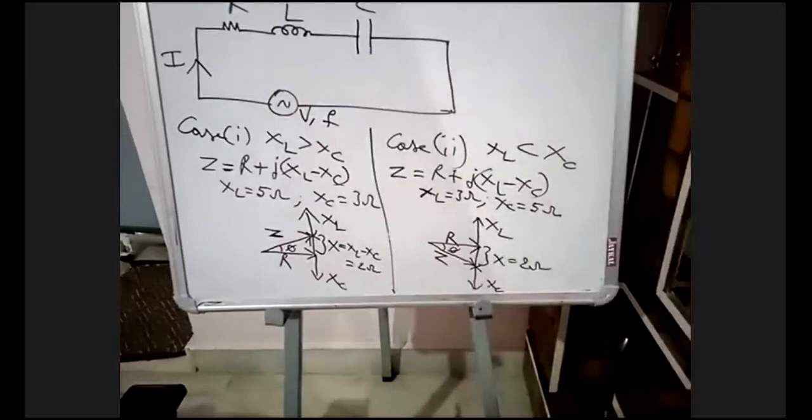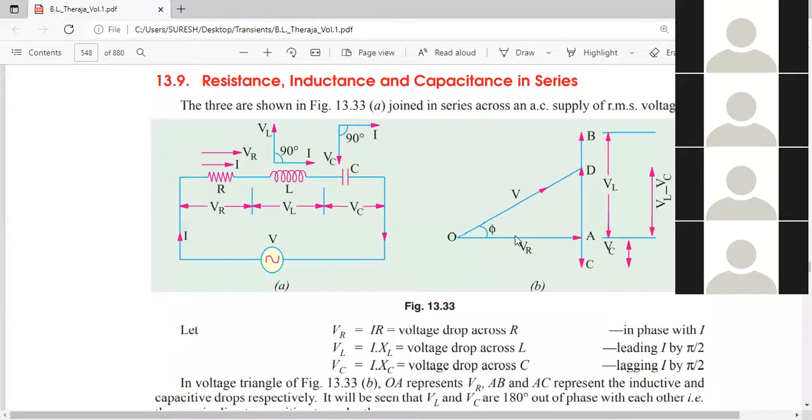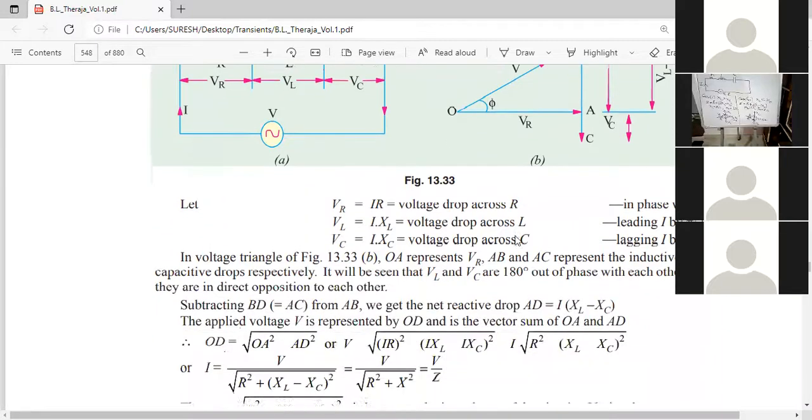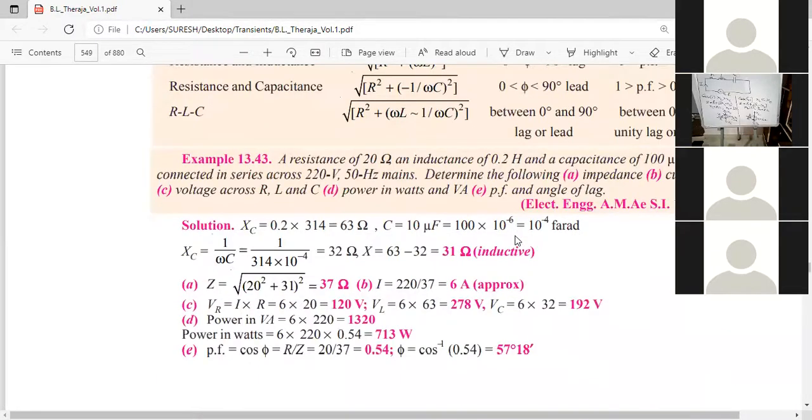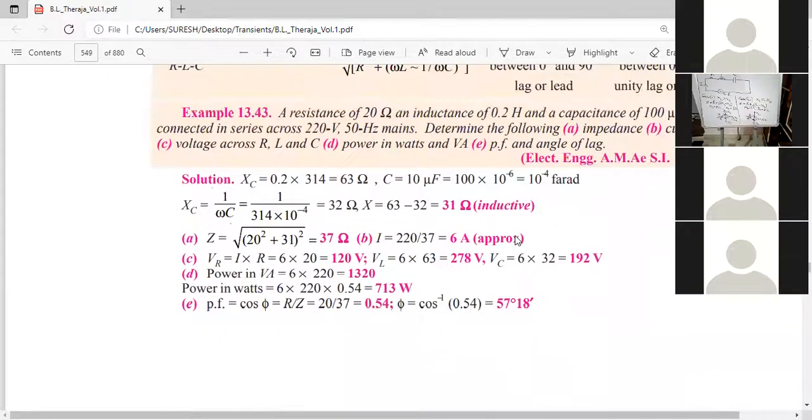Okay. Now we'll do one problem. Take down this problem, example 13.43. Write down the question.